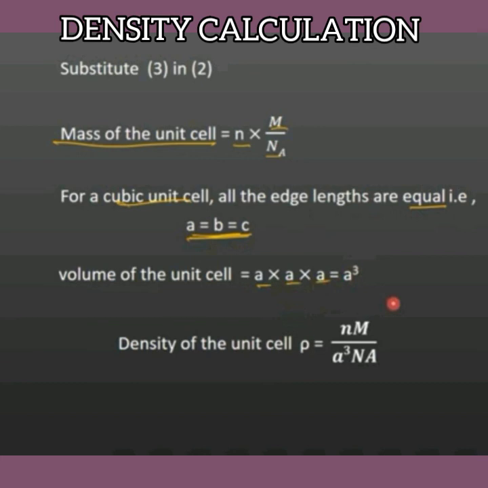In this final equation we have four variables, that is rho, n, M and a. If any three variables are known, the fourth one can easily be calculated. So by using this formula we can calculate the number of atoms, the molar mass of the atom, the volume of the unit cell, or the density. Among the four variables, if you know any three, the fourth one we can easily calculate. By this way we are going to calculate the density of a cube.